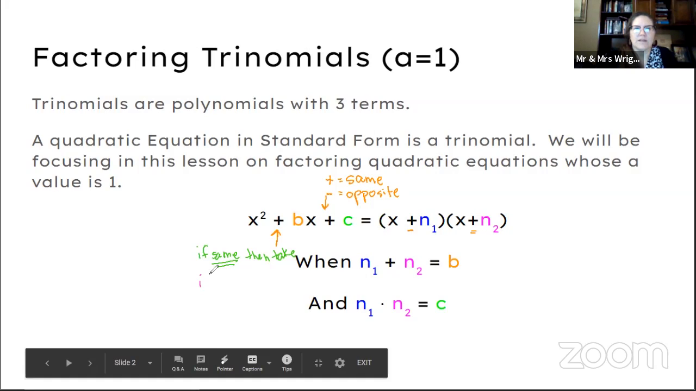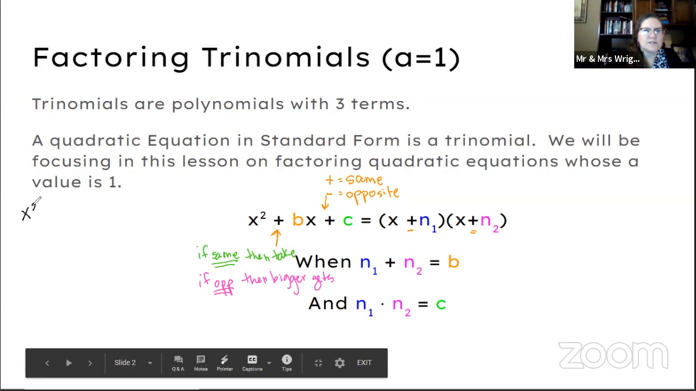However, if it's opposite, then the bigger number gets the sign, gets that plus sign there. So I'm going to put some examples here off to the side to see how exactly that works.